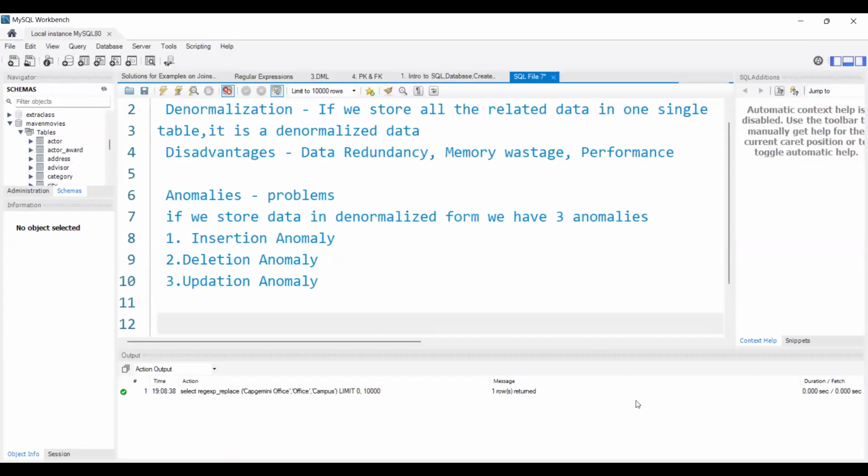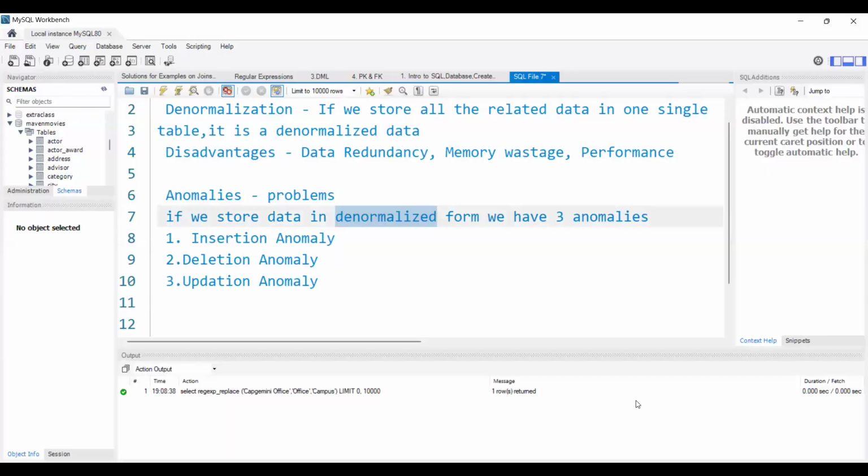As I'm saying, we have problems. Don't think we are using this denormalization now, and there are some syntaxes now. No, we are not using this. This is history. We are just learning how the normalization concept came into existence. For that, we need to understand what denormalized data is and what problems we faced because of it. Only for that reason, SQL people created the normalization concept.